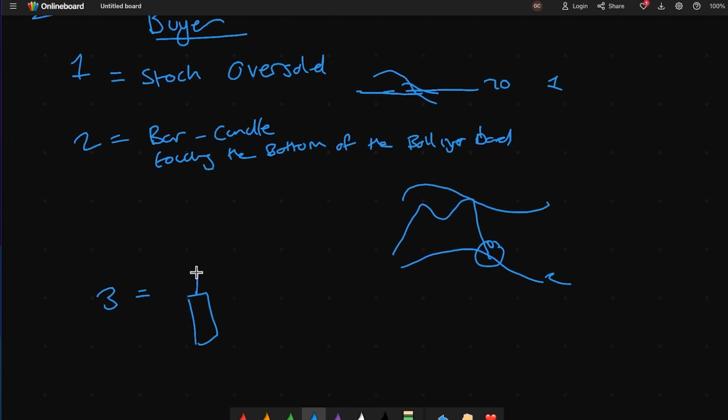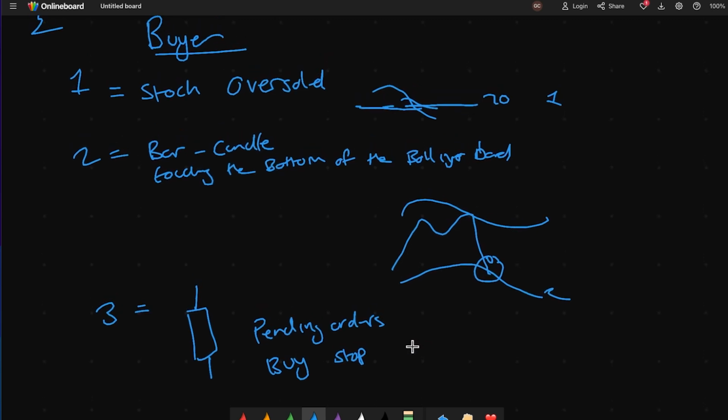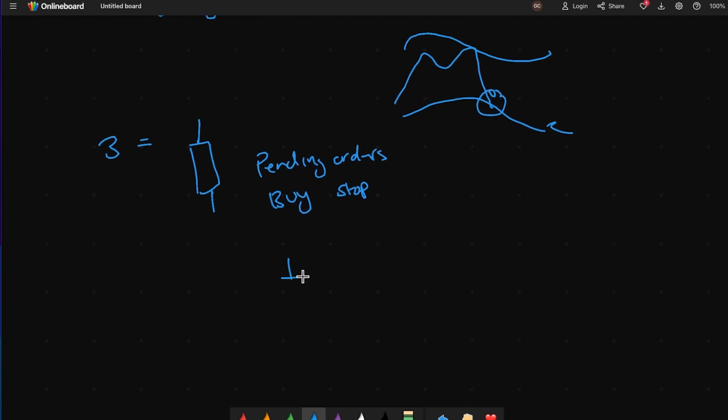Now, number three, to enter, you take the candle or the bar that's touched it. If we're buying, you're going to put a pending order. If you don't have the smart charts, you're going to be putting a buy stop at the high of the bar that touches. So what that would look like is this. If that's the bar that's closed and the new bar opens, your entry is going to go there. Your stop loss will go here, and your take profit will be whatever that measures. So it should go up like that.